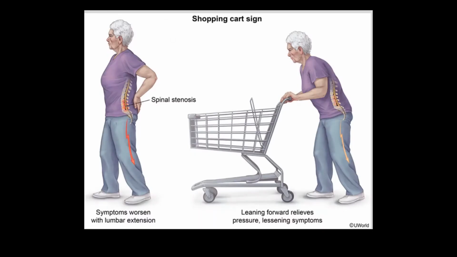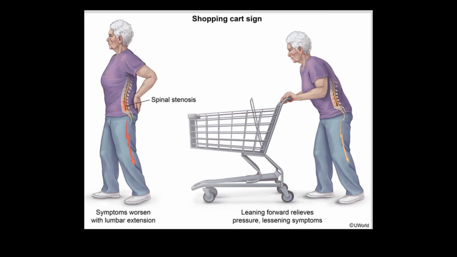One test that you'll commonly see used to determine if an individual has neurogenic claudication or central canal stenosis is a shopping cart sign. Again, we've mentioned that individuals who have neurogenic claudication due to central canal stenosis are going to have difficulty walking with their spine in a more erect or extended posture. They can continue to walk if they stoop forward.